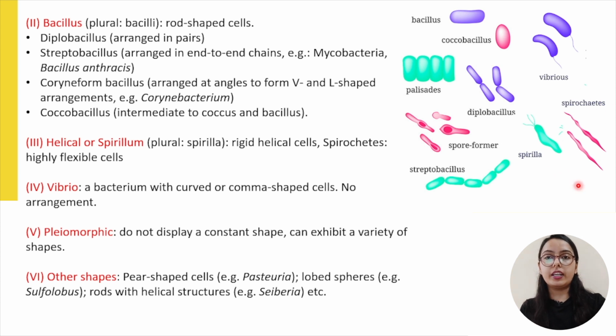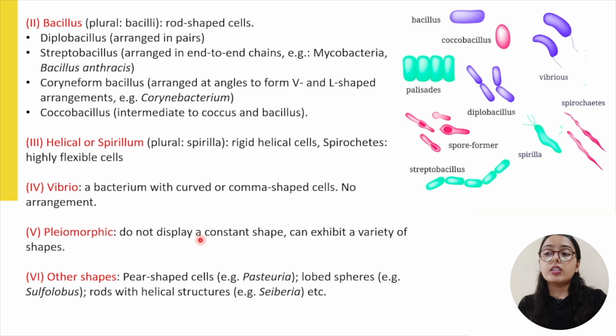So as you can see here, this is a spirochete. Now apart from it, the other arrangement is vibrio. Vibrio is generally a term we use for bacteria that have a curve or a comma shape. As you can see in this image, this is a typical vibrio shape.